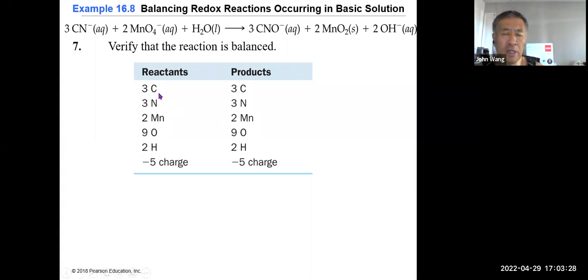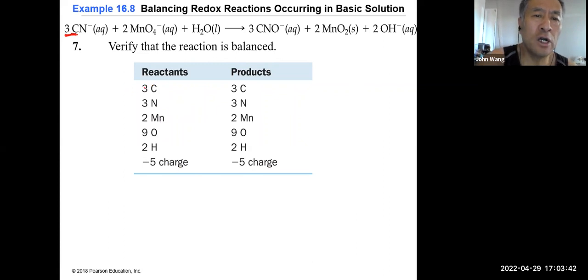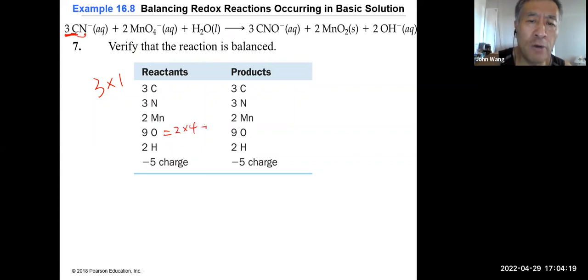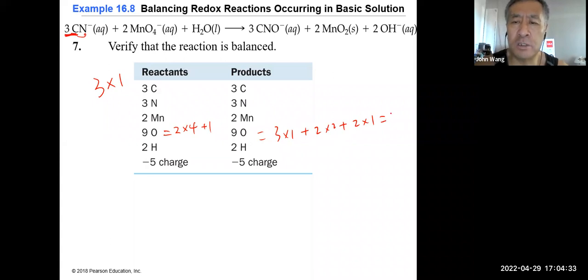Just make a list for carbon, nitrogen, Mn, oxygen, H, and charge. For carbon, there are 3, coming from 3 times 1. For nitrogen on the left, also 3. So 3 here. For Mn, 2 Mn here and 2 Mn here. For oxygen, water has oxygen, and this permanganate has oxygen. So you have 2 times 4 is 8, and then you have 1. So this 9 comes from 2 times 4 plus 1. On the other side, this 9 comes from 3 times 1 is 3, plus 2 times 2 is 4, plus 2 times 1. So that's 6 plus 3, also 9.